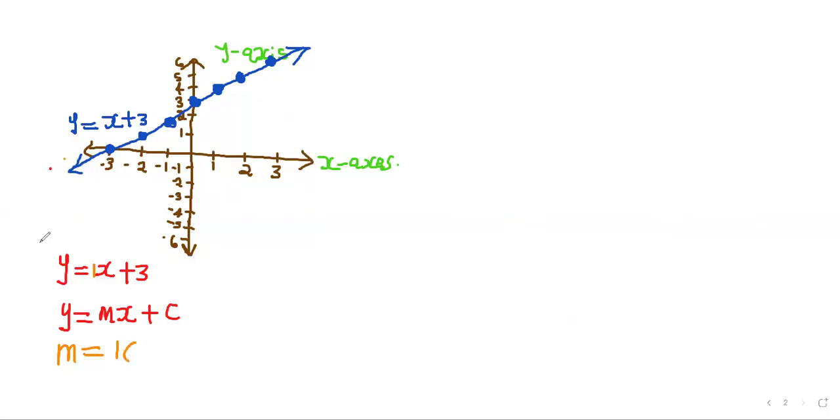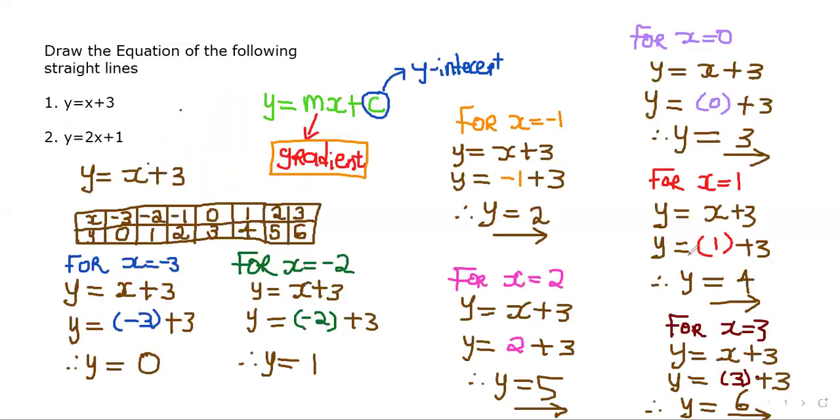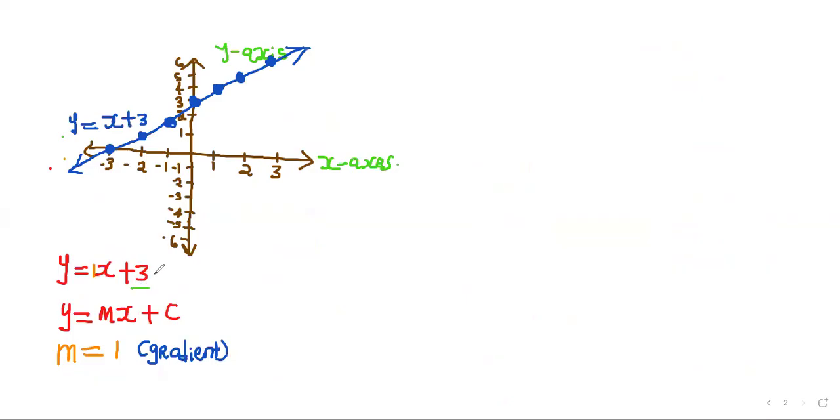And then that 1, it simply represents the gradient. The interesting part is that the value of c shows you where the graph passes. Since c represents the y-intercept, as I've showed you, and this is 3, this graph should pass exactly at 3 on the y-axis. So this point here simply represents the y-intercept at 3 exactly.